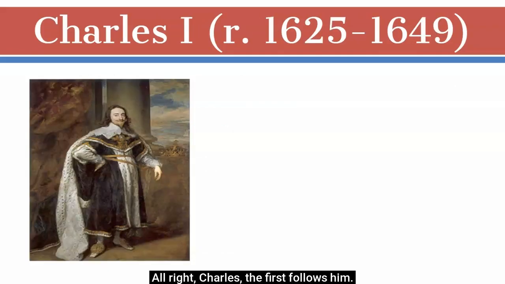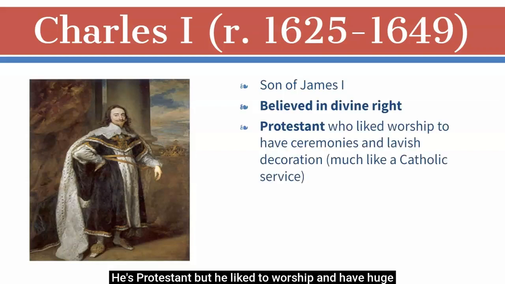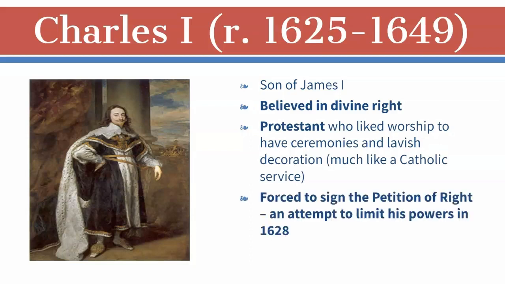All right, Charles I follows him. He rules from 1625 to 1649. He's the son of James I. He also believes in divine right. He's Protestant, but he liked to worship and have huge, lavish, decorative ceremonies like a Catholic service. So even though he's Protestant, he likes the regality and the ornateness of a Catholic service.